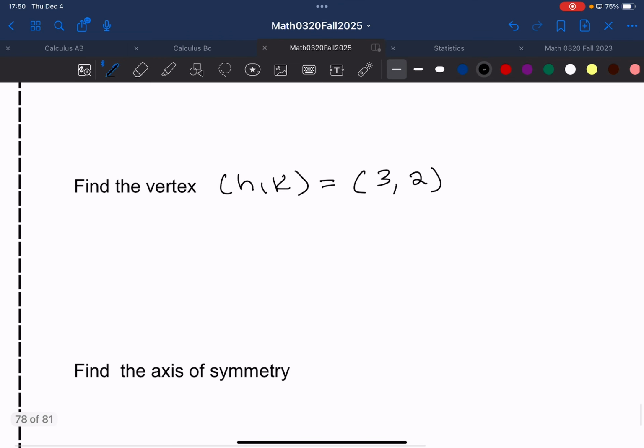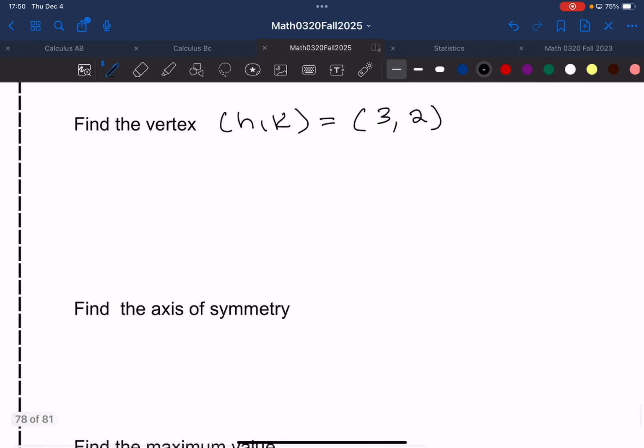What would be my axis of symmetry? X equals 3, very important. Always put that x equals. Okay, always put the x equals.